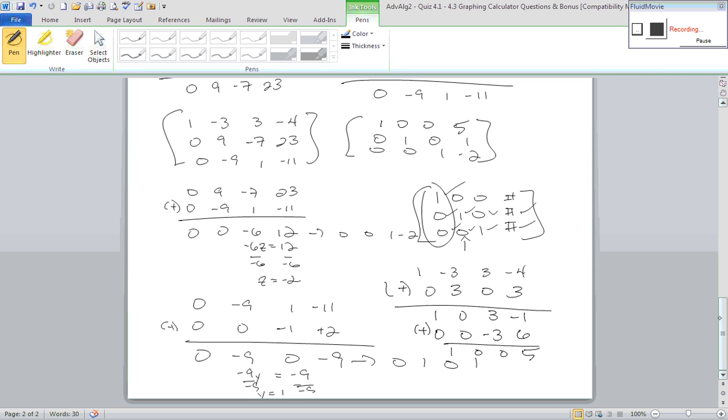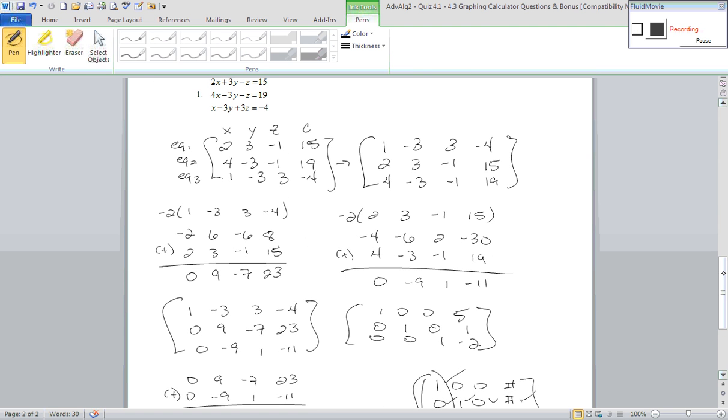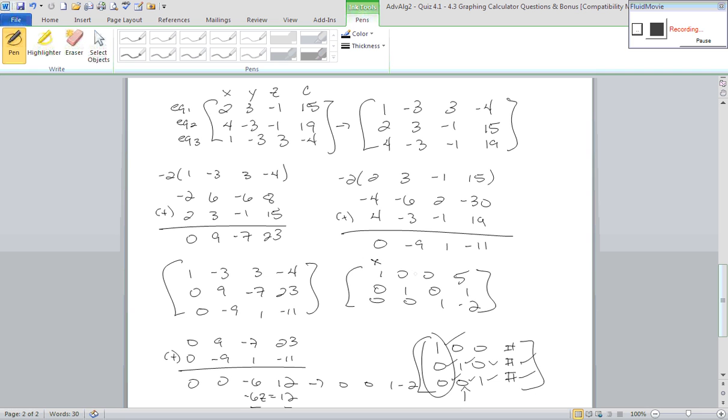I took this system, wrote it as an augmented matrix, and then took that augmented matrix and was able to write it in reduced row echelon form. And again, the whole purpose of this, remember, this column was x, this column was y, this column was z, and this was our constant. What we have here is 1x plus 0y plus 0z equals 5. Here, 0x plus 1y plus 0z equals 1. And here, 0x plus 0y plus 1z is equal to a -2.